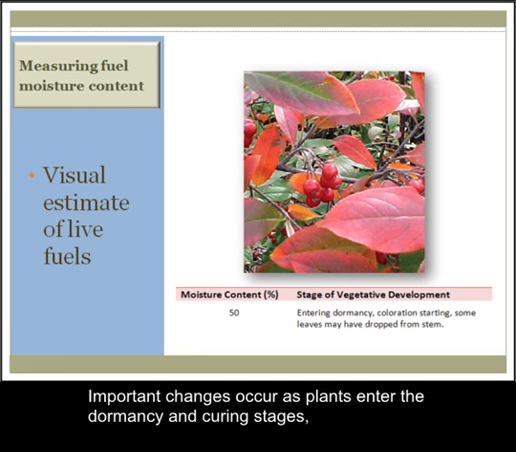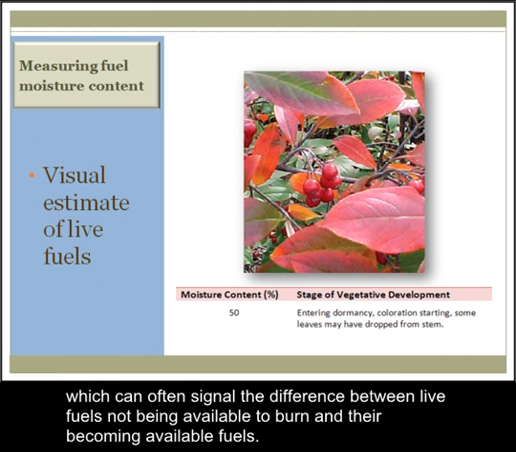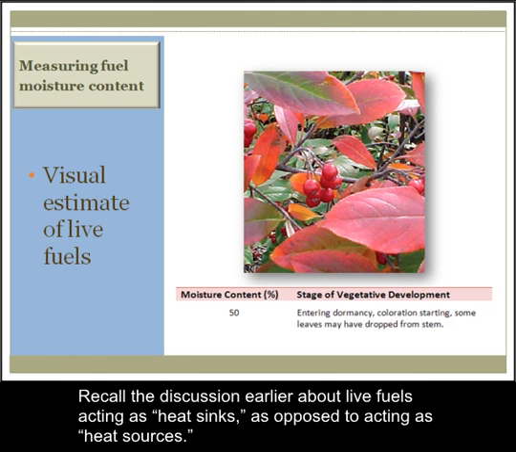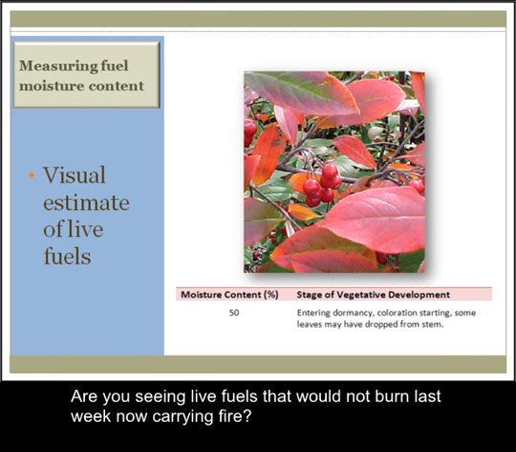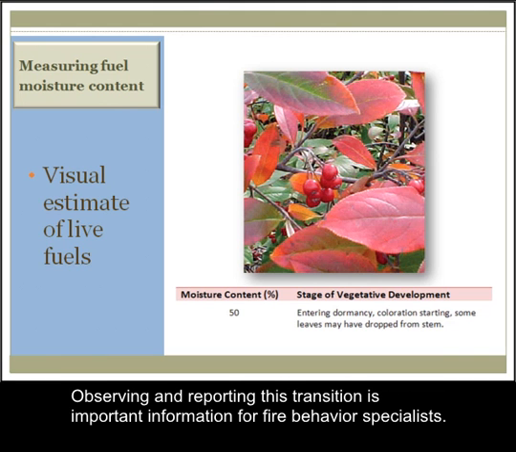Important changes occur as plants enter the dormancy and curing stages, which can often signal the difference between live fuels not being available to burn and their becoming available fuels. Recall the discussion earlier about live fuels acting as heat sinks, as opposed to acting as heat sources. Are you seeing live fuels that would not burn last week now carrying fire? Observing and reporting this transition is important information for fire behavior specialists.